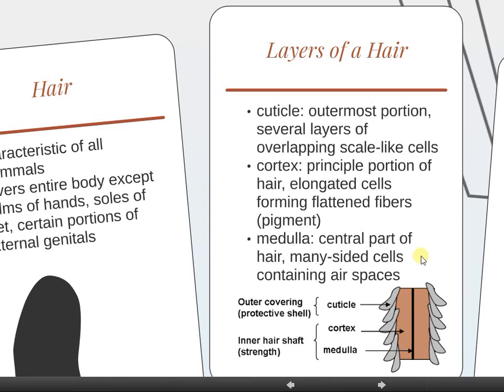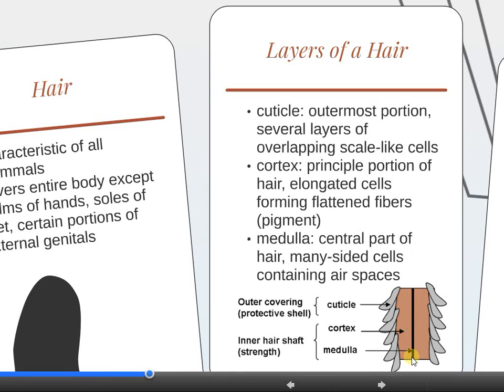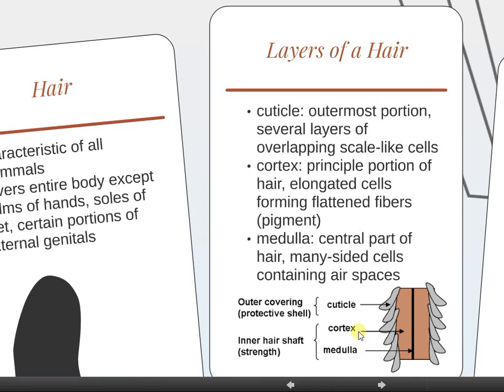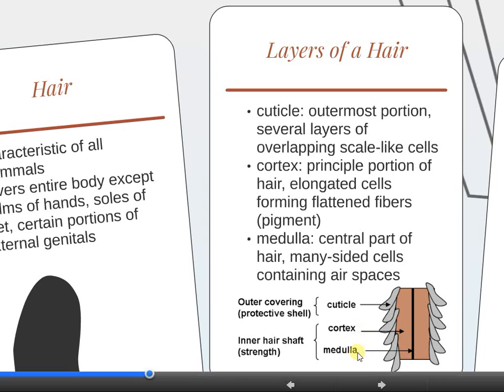The very innermost layer is called the medulla. That's the central part of the hair. It's made up of cells with many different sides, and there's often air spaces in the medulla between the cells. Again, you're going to see cortex and medulla in multiple different contexts. You have your cerebral cortex and the medulla oblongata in the brain.